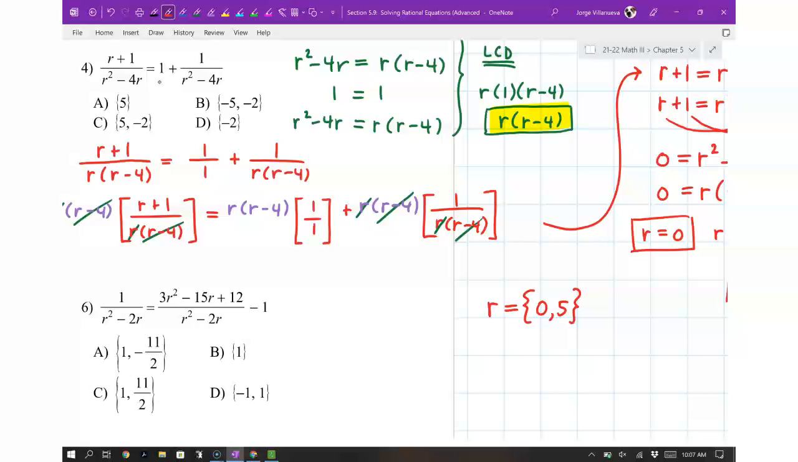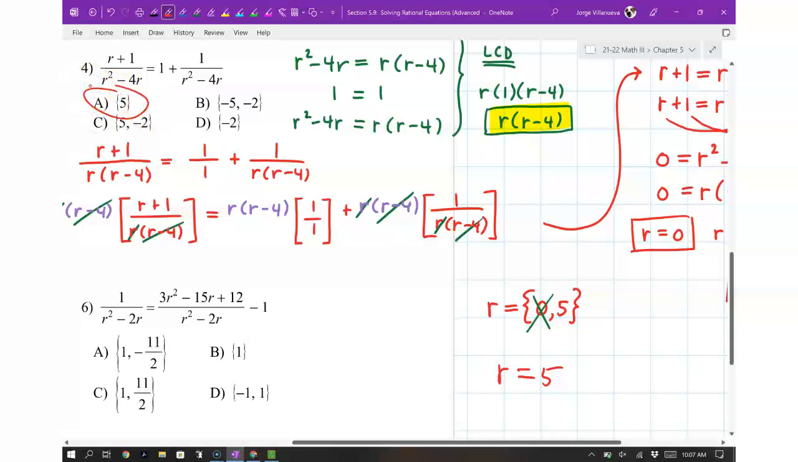cannot use, or else it becomes division by 0, right? If I were to let 0 be an actual answer, what happens right here? R squared minus 4R. If I plug in a 0, what happens here? Yeah, this becomes a 0. Can I divide by zero? No. So what you've got to do is say, this does not work. So my only solution can be 5.